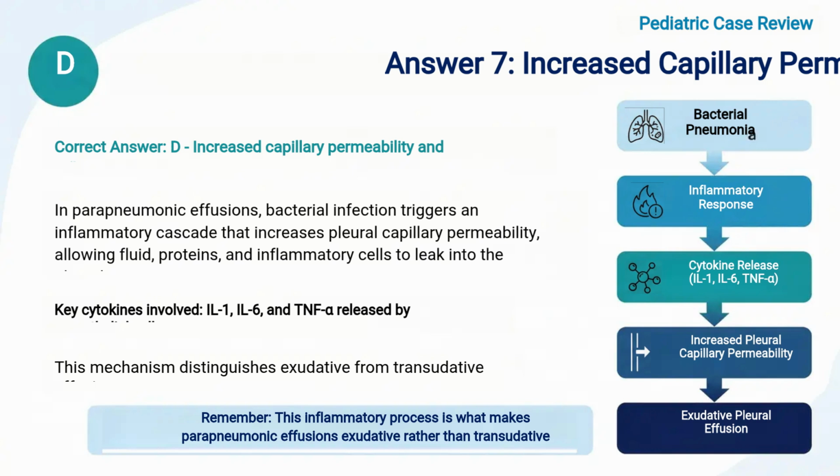This mechanism distinguishes exudative from transudative effusions. Decreased oncotic pressure, such as in hypoalbuminemia or nephrotic syndrome, and increased hydrostatic pressure, such as in heart failure, produce transudative effusions because the pleural capillaries remain intact. The inflammatory process of infection is precisely what makes parapneumonic effusions exudative rather than transudative, and this distinction is clinically important for both diagnosis and management.